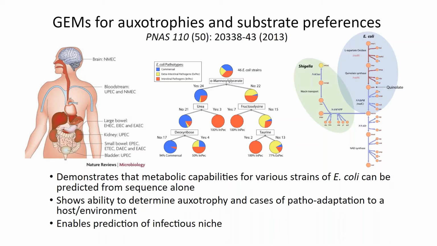And this paper here we published in 2013 really demonstrated that metabolic capabilities are very different for different E. coli strains, and they can be used to predict colonization site from sequence alone. The models also were able to predict auxotrophies for cases of pathoadaptation to different hosts and environments. So that's a common case in Shigella, where they have what are known as these black holes in the genome, where a lot of the strains are missing specific biosynthetic capabilities. And actually, if you start to look at why those may be missing, some of them are related to the virulence and the lifestyle of those strains. And ultimately, we could predict infectious niche from these models.